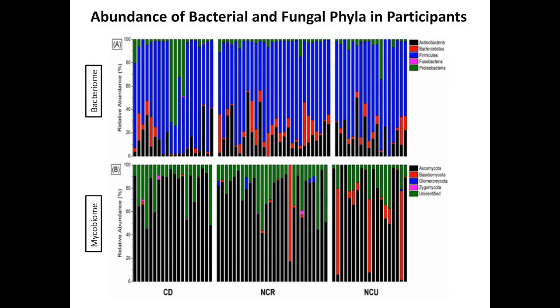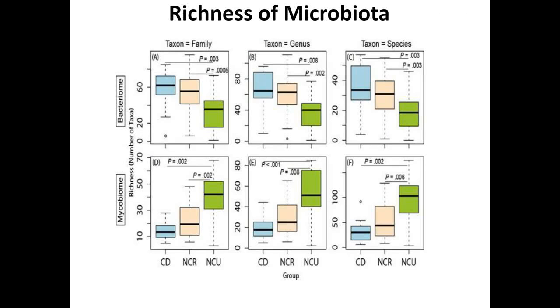You can see the green. A lot of it is unidentified, but Basidiomycota and Ascomycota are very well represented there. Now, when you look at the richness of the microbiome, and we looked at both the bacteriome and mycobiome, what I really want to stress here is, if you look at CD, which is the left side, and then NCR, they're family related, and then NCU, family healthy, unrelated group.